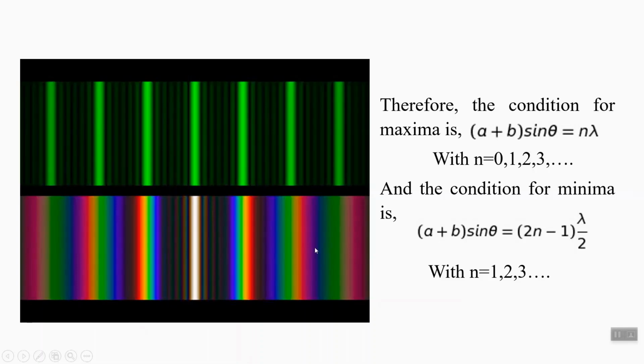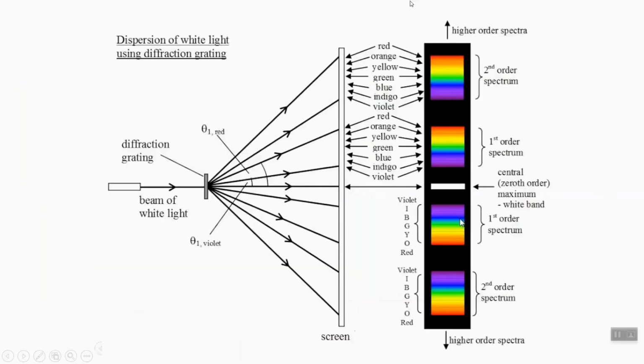So this is the case when we use a polychromatic source of light or white light source. If we use a monochromatic source of light, then we will get a pattern like this. Now this represents a detailed figure showing the dispersion of white light using a grating. The different order maxima and minima and also the central maximum are clearly visible in this figure.